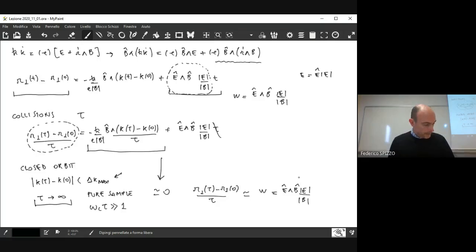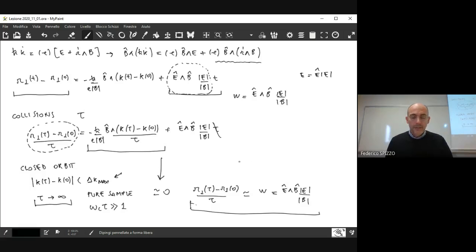Just a comment on the meaning of drift velocity. One step back. In this case, the electron describes a trajectory, and this trajectory follows the direction of the drift velocity, and the drift velocity is orthogonal to the electric field and to the magnetic field.